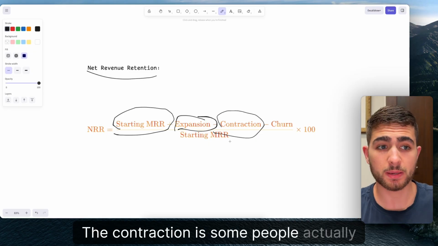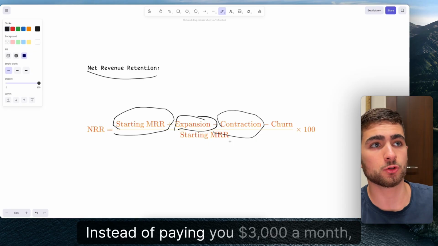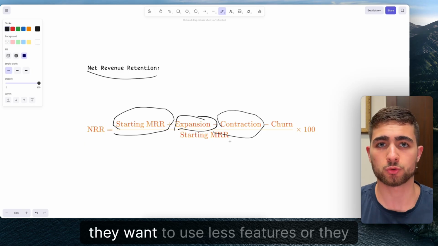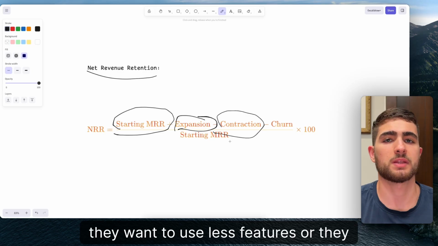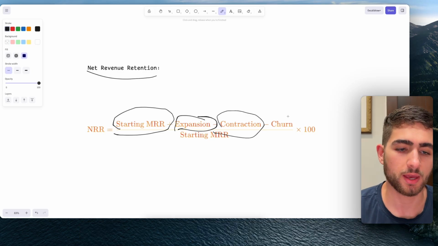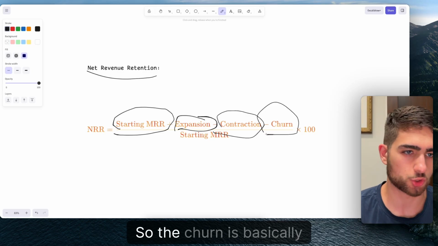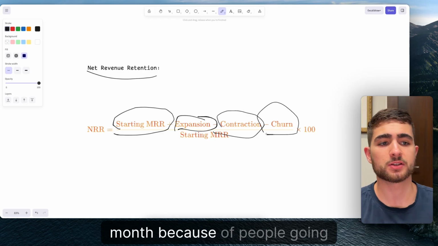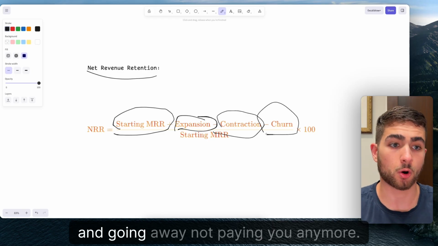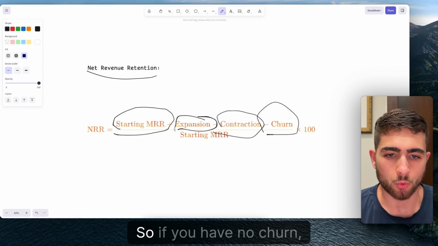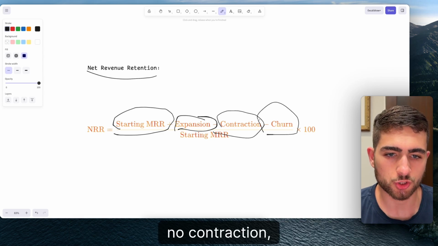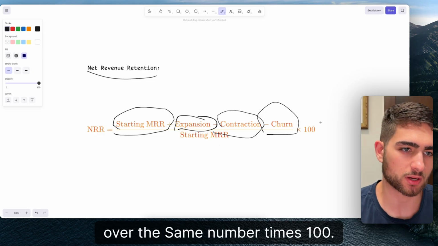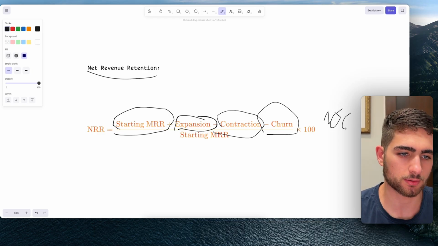The contraction is when some people actually downgrade. Instead of paying you $3,000 a month, they want to pay $1,000 a month because they want to use fewer features, or they simply need to cut costs, right? And then you have minus the churn. The churn is the amount of revenue that you lost this month because of people going away, not paying you anymore, right? So if you have no churn, no contraction, and no expansion, it's going to be the same number over the same number times 100, so it's going to be 100, right?